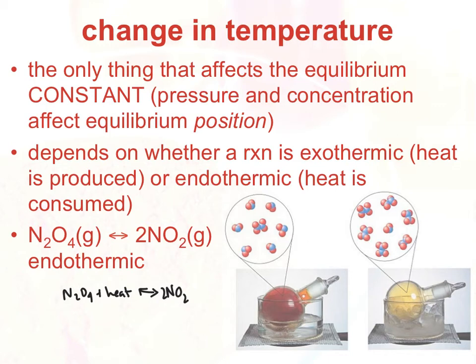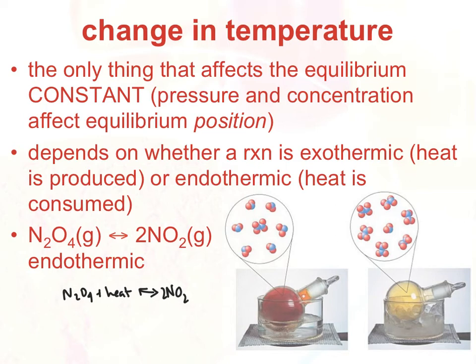Okay, so if I increase the temperature of this reaction system, I am increasing the quantity of heat being added to the system, and I'm subsequently adding more reactant. If I add more reactant, the reaction is going to shift to the right, decreasing the quantity of N2O4 and increasing the quantity of NO2. If I were to cool this reaction, I'm going to be removing heat, which is a reactant, and basically I'm going to be shifting the other direction.